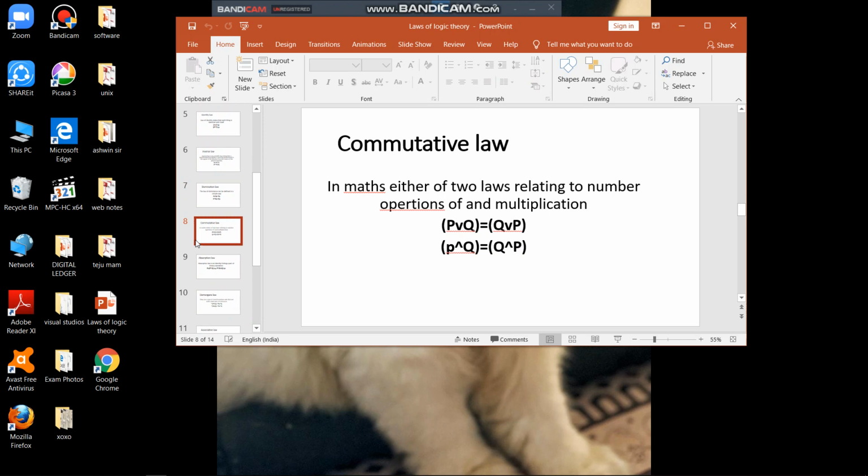And next is the commutative law. In maths, either of two laws related to the number operations of addition and multiplication, whereas P or Q is equivalent to Q or P, and P and Q is equal to Q and P.